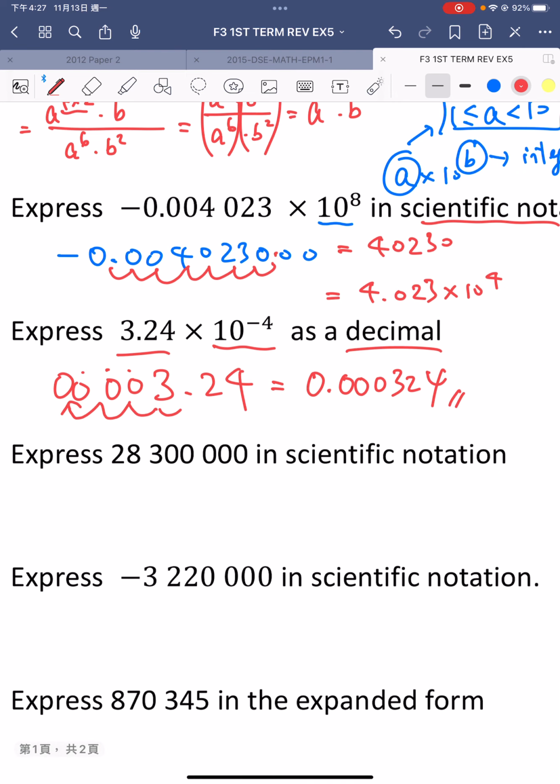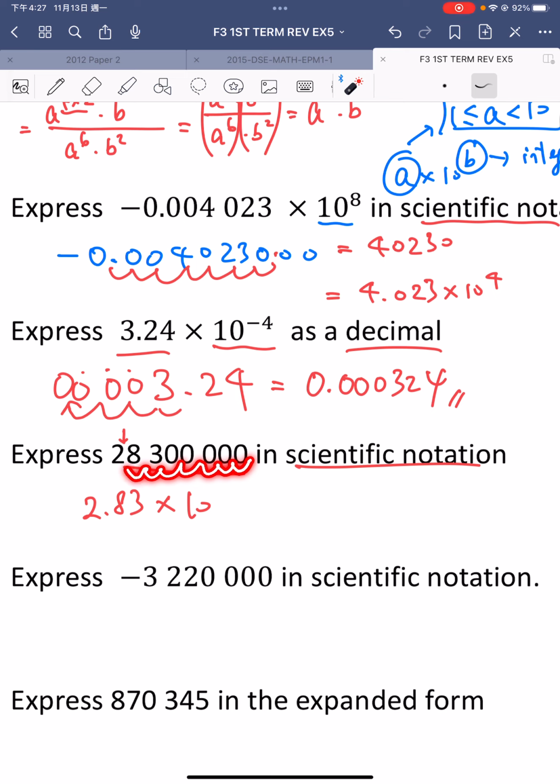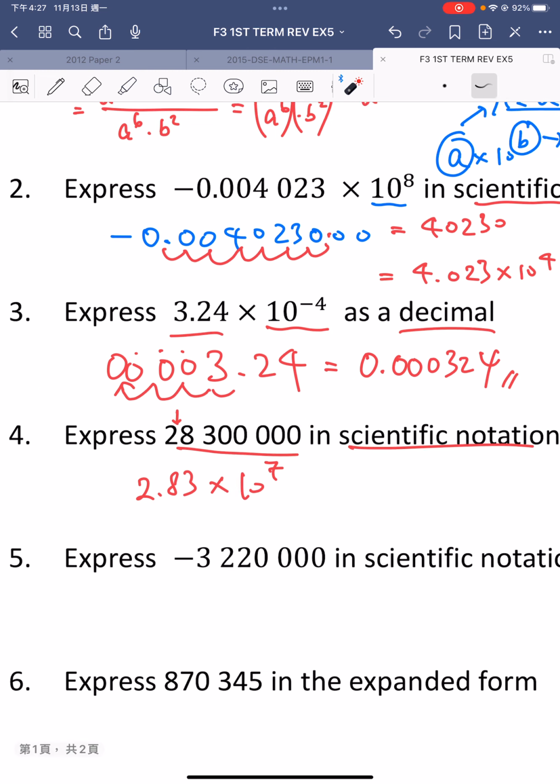Okay, so again, we need to change a large number to scientific notation. Where should we put our dot? Our dot should be put here. So we change it to become 2.83 times 10 to the power of what? Our dot originally is here. Then we have 1, 2, 3, 4, 5, 6, and 7. So we move 7 times, so it's 10 to the power of 7. We double check it: as we times 10 to the power of 7, it means we make this number become larger, and yes, this number is actually larger. Okay, so that's question 4.